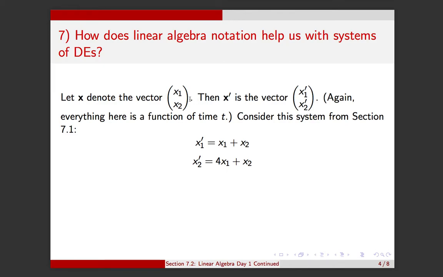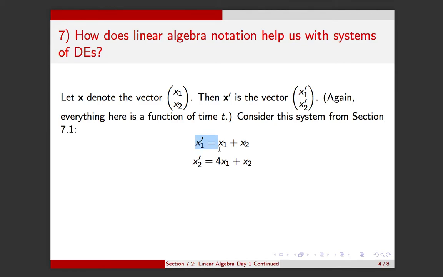Okay, so once you have bold X up and running, bold X prime is just put primes everywhere, right? Differentiate the individual entries. Again, it's worth mentioning here, x1, x2, x1 prime, x2 prime, these are all functions of time. I'm suppressing that of t notation just to streamline the way it looks, but they are all depending on time.